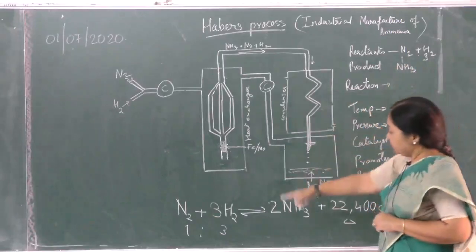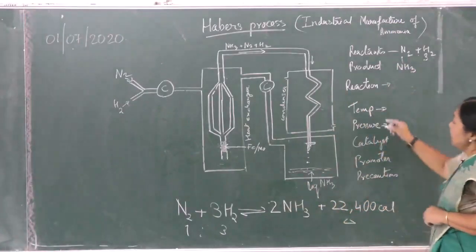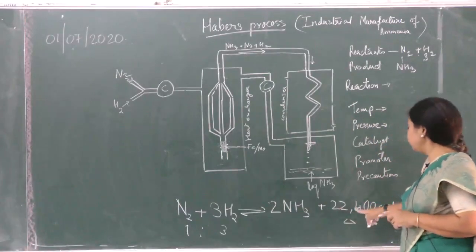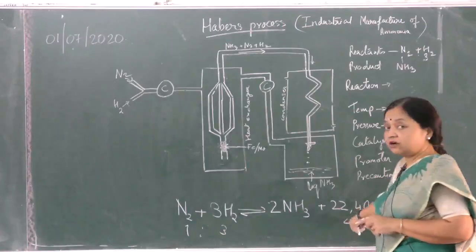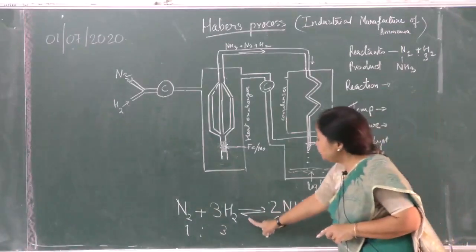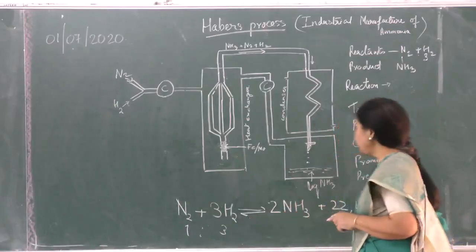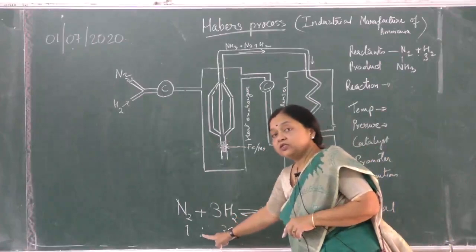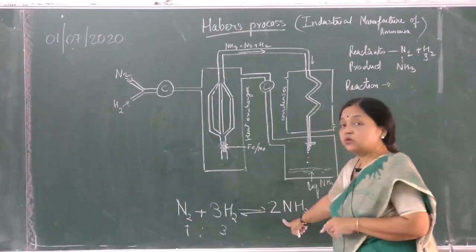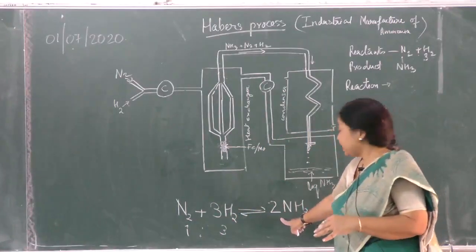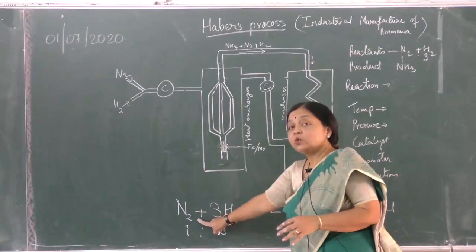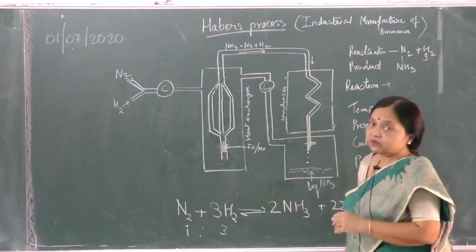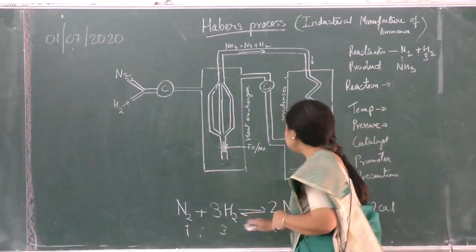And the reaction I have just written over here, this is the reaction. The reaction is exothermic, 22,400 calories of heat is produced. It is a reversible reaction. And you can see one more thing, that the volume of the reactant is 1 mole plus 3 moles, and the product is only 2 moles. So the volume becomes half, 4 moles reduced to 2. That means the volume decreases from the reactants to the product.